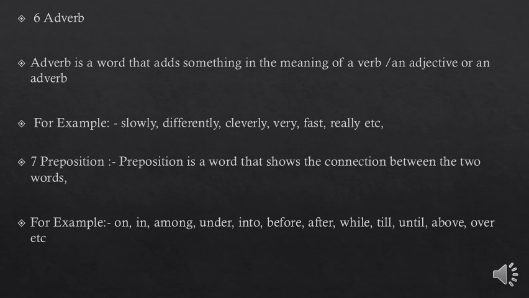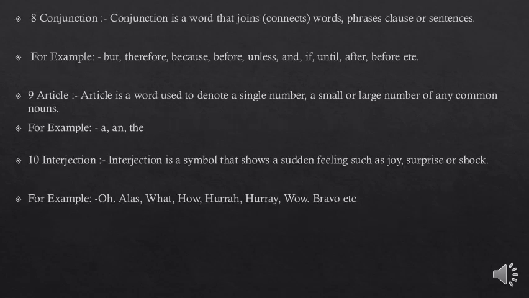Now let us talk about the next: conjunction. A conjunction is a word that joins words, phrases, clauses, or sentences. Which types of conjunction are available in English grammar? First is but, second is therefore, third is because, before, unless, if, until, after, before. These types of words are used as conjunctions in English grammar. They connect two sentences to each other.